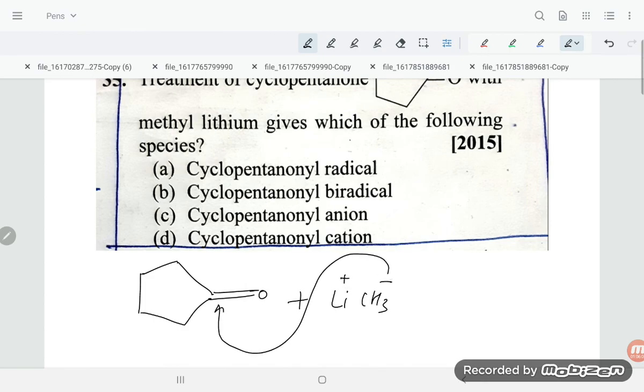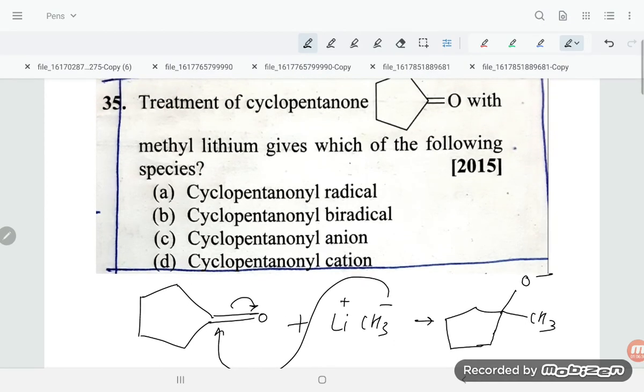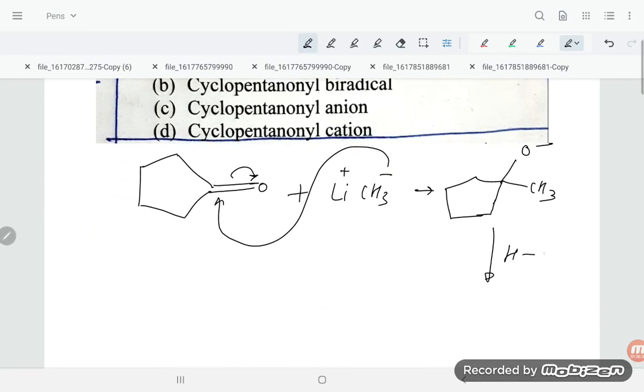So this is going to be attacked like that. What intermediate are you going to get, students? Here you see, this is O negative, and here the CH3 group is getting added. Then followed by water in the aqueous medium, this negative charge attracts hydrogen. So an alcohol group will come as the major product.